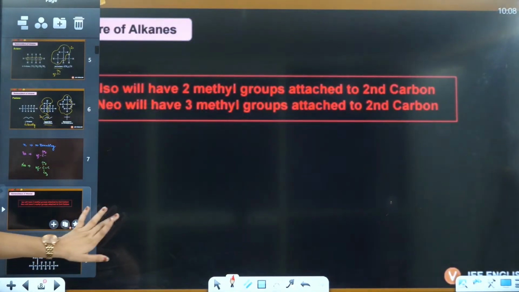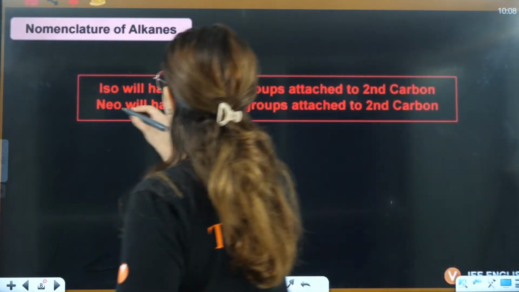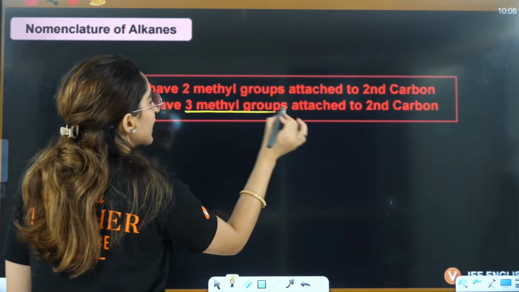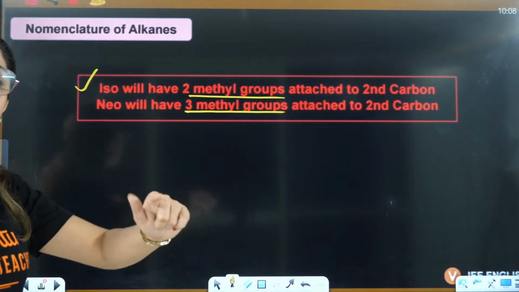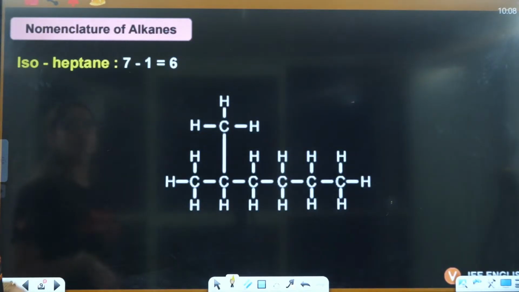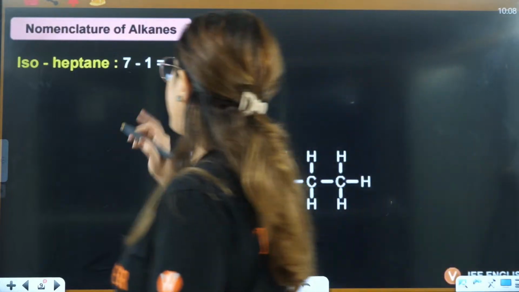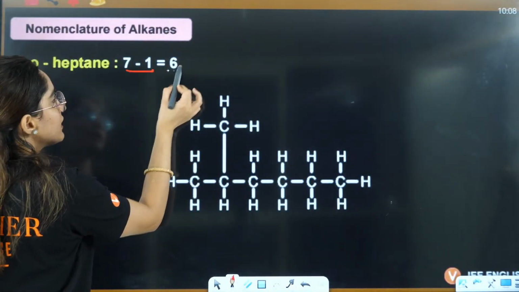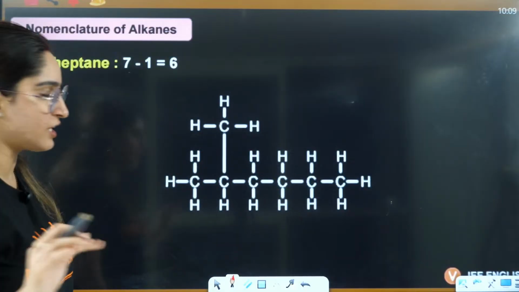So now let's talk about nomenclature, right? Iso has 2 methyl groups attached to the second carbon. Neo has 3 methyl groups attached to the second carbon, out of which there should be 1 more carbon connected. Okay, these 2 points I have already told you. Now if you see this here, isoheptane, that means you will subtract 1 from it. This will be 6, that means 6 should be the chain here.